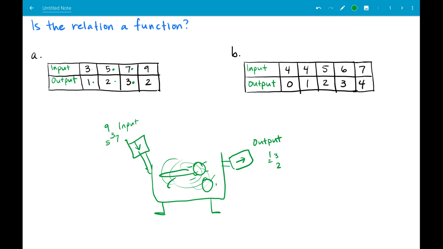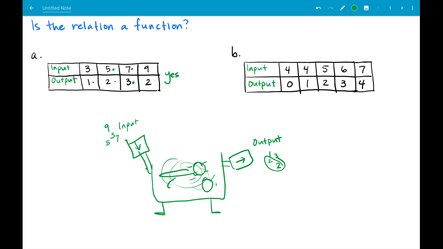Now, what might be confusing for some students is that we had two 2s come out in this function. That doesn't matter. What matters is, every time I put in a 5, did a 2 come out? In this case, the answer is yes. And every time I put in a 9, did a 2 come out? The answer is yes. So yes, this is a function, because every input produced exactly one output.